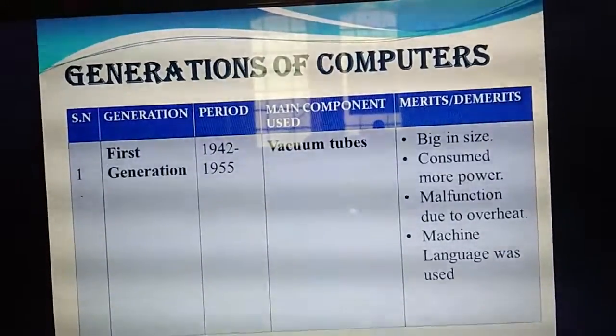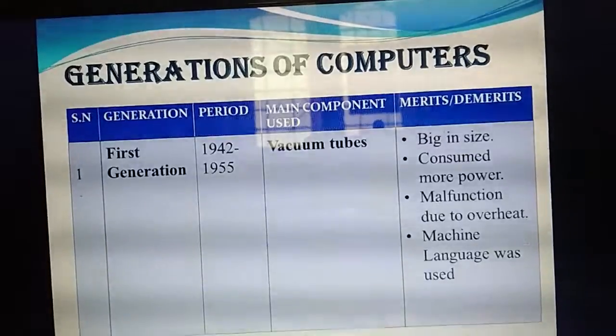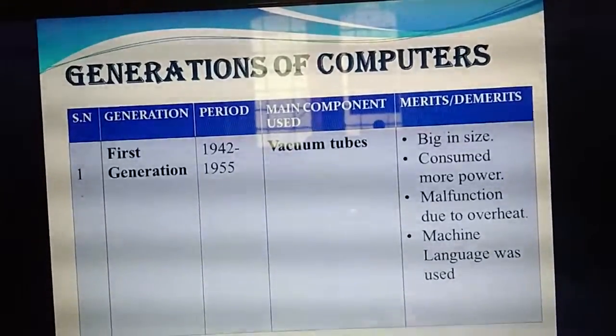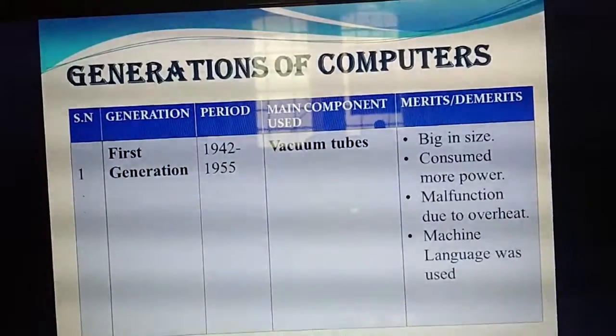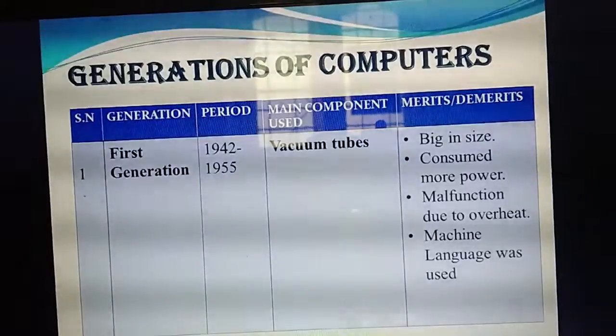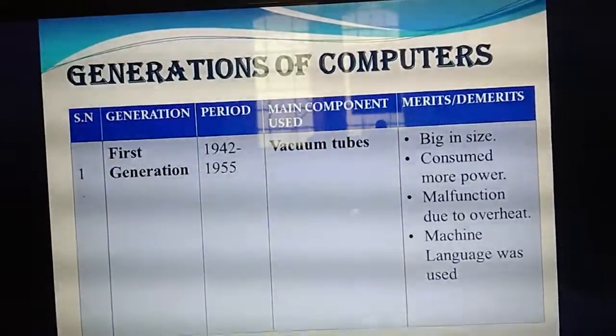If you are using mobile phones continuously for 3 or 4 or 5 years, you feel heat, isn't it? Yes. Same thing in first generation computers. If you are using them continuously, they malfunction due to overheating. That's a disadvantage.